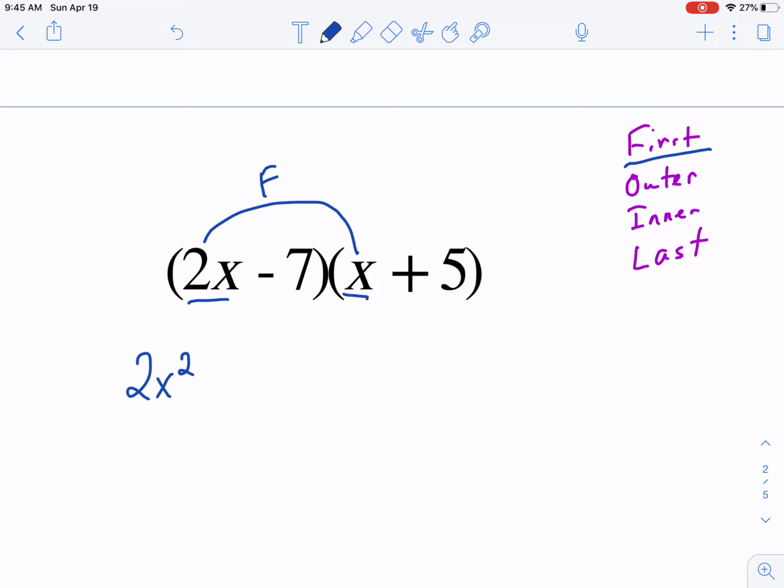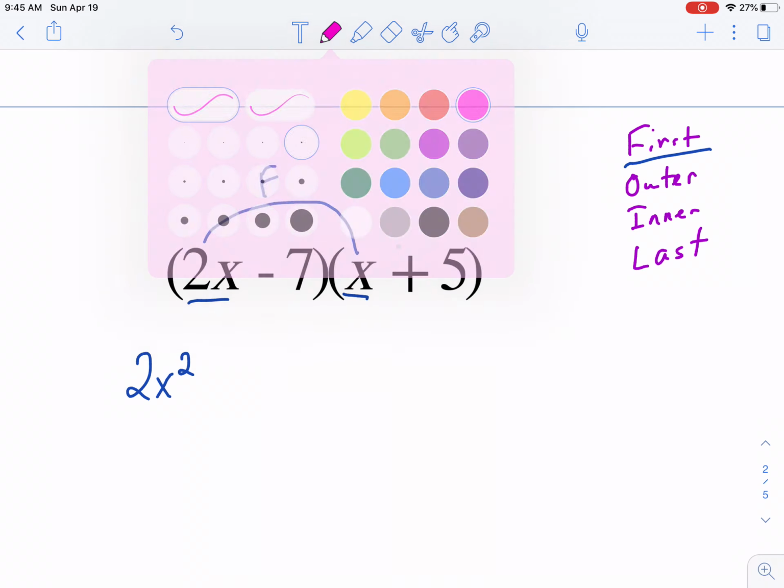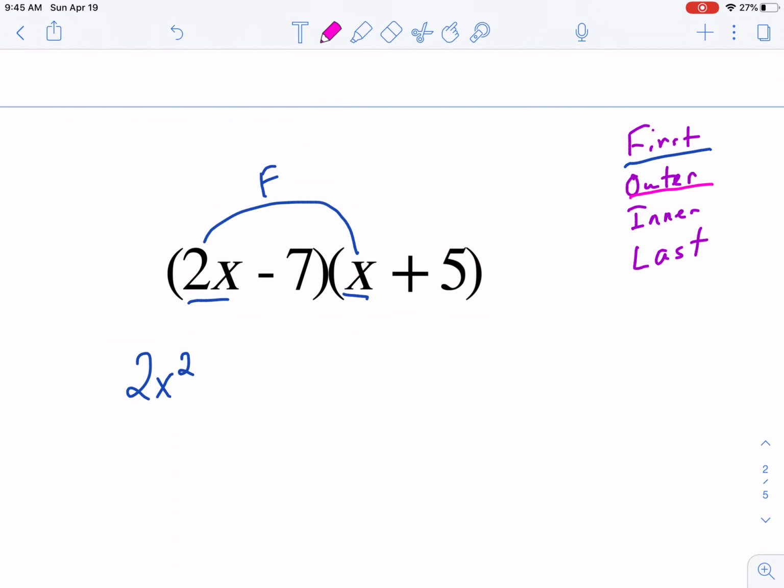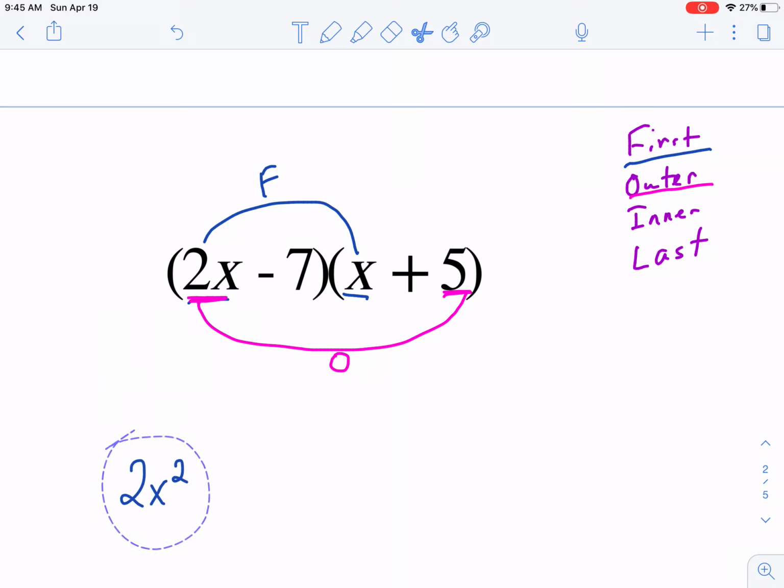Then I multiply the outer terms. That is 2x and 5. They're on the outside. I'm going to move this down a little bit so I have room to write.